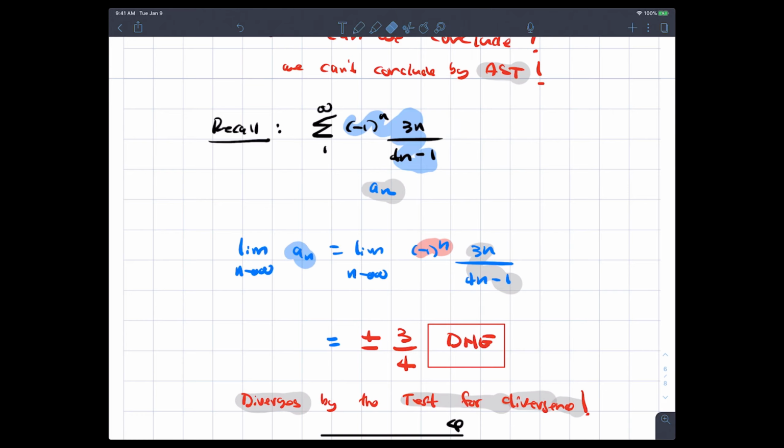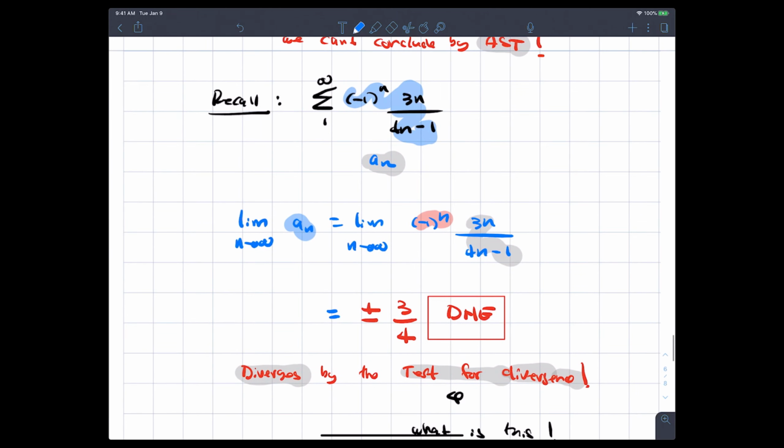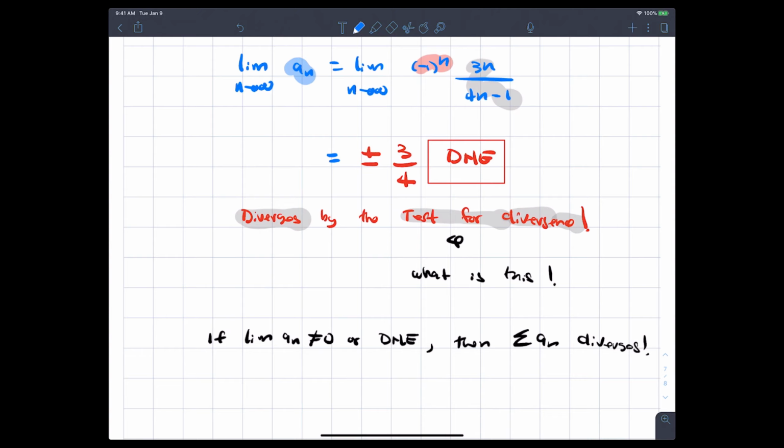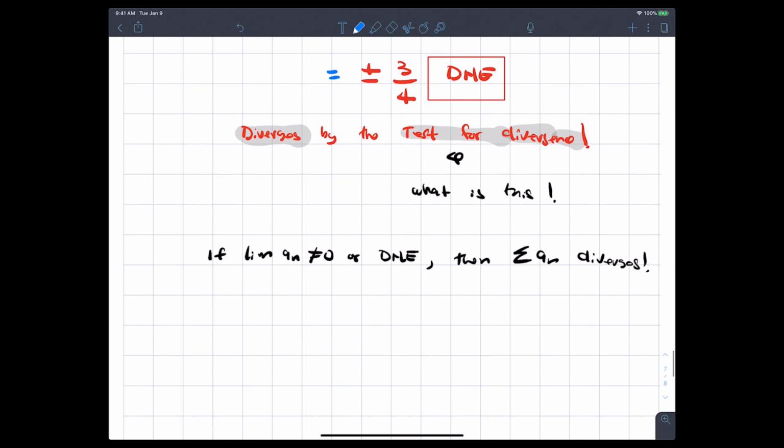Okay, so this gives you a sort of logic to follow. This whole thing is your an, and you've shown that the limit goes to plus or minus 3/4, which does not exist. That limit doesn't exist. It goes to two values. Remember, it alternates between these two numbers forever as n gets big. So by the divergence test, this is the portion that says does not exist, then we have divergence for this series an.